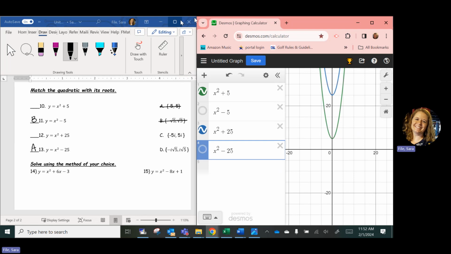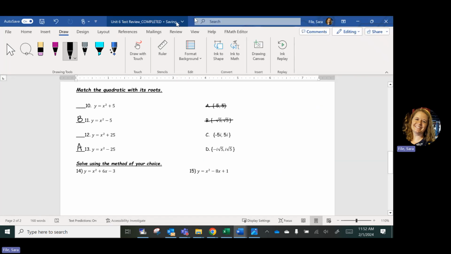So I'm going to come back over here and do some work by hand. You could have done all of these by hand. All of these only have one x term, so all of these can be done with the square root method, which is probably what I would have done. I wouldn't necessarily have gone straight to the calculator on this one because they're pretty basic, but I know a lot of y'all will, and that's fine.